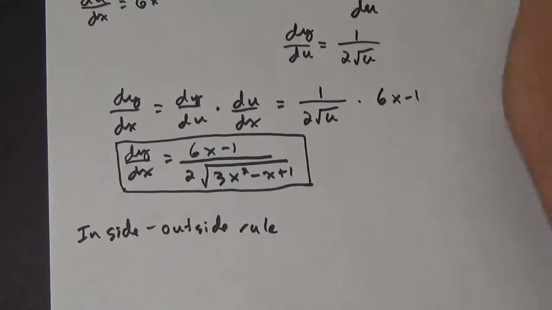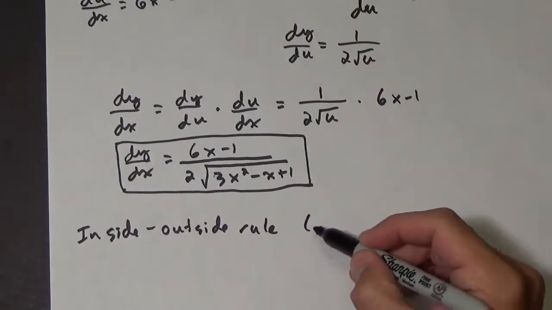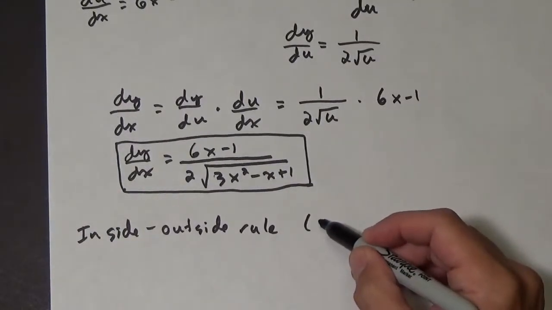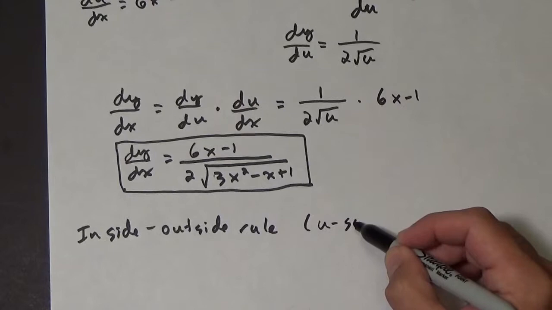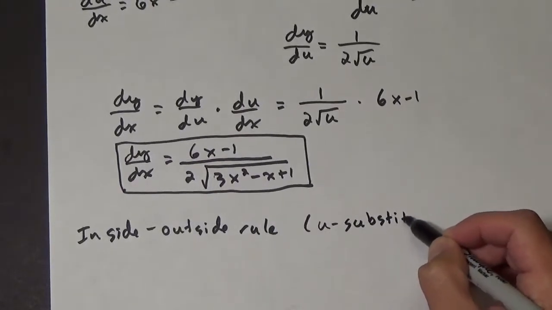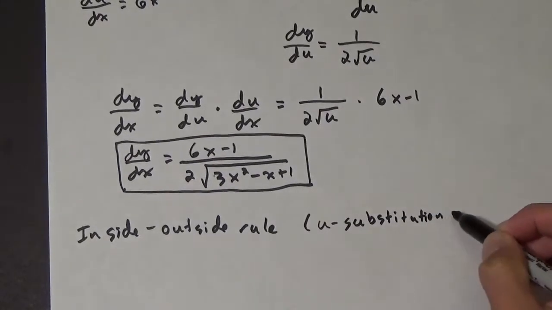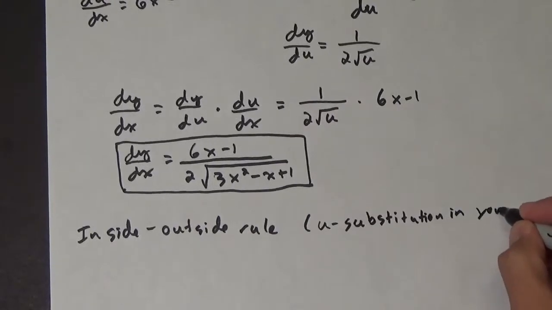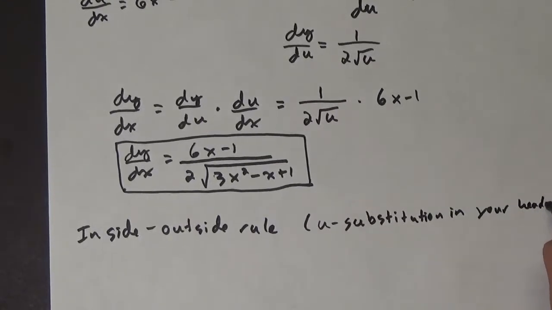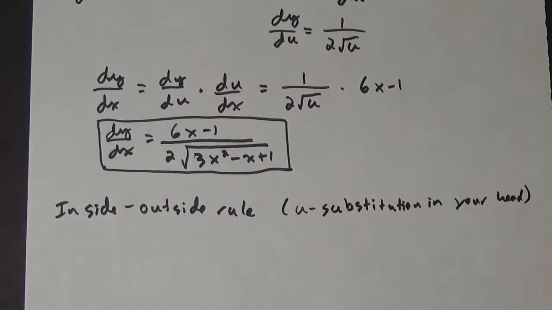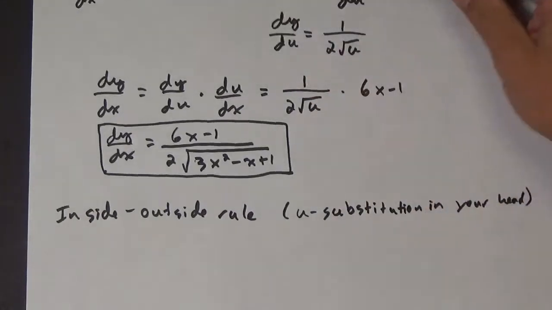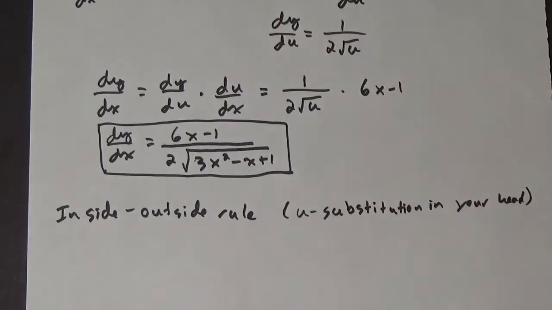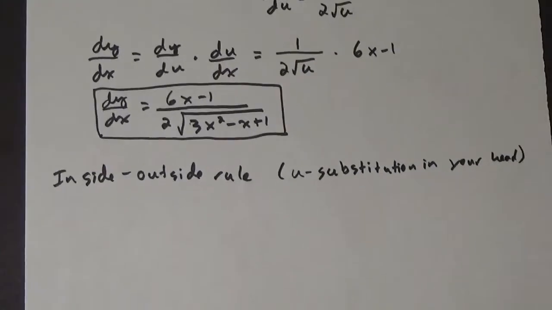And the essence of the inside-outside rule is we're going to do u substitution in your head. So in essence, we're trying to just get rid of all of this work and try to go straight to the derivative in a couple of steps.